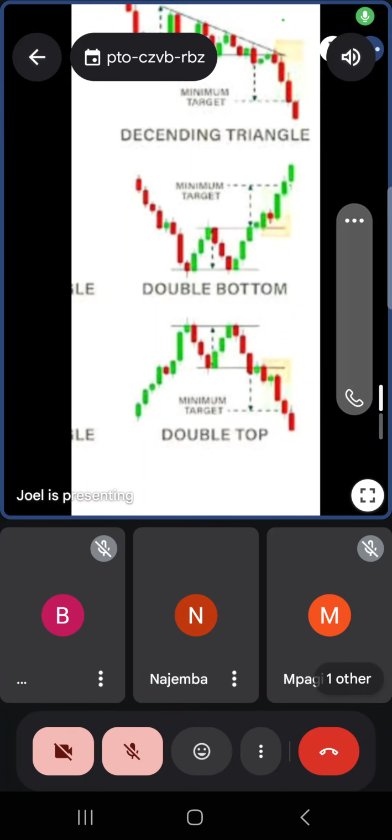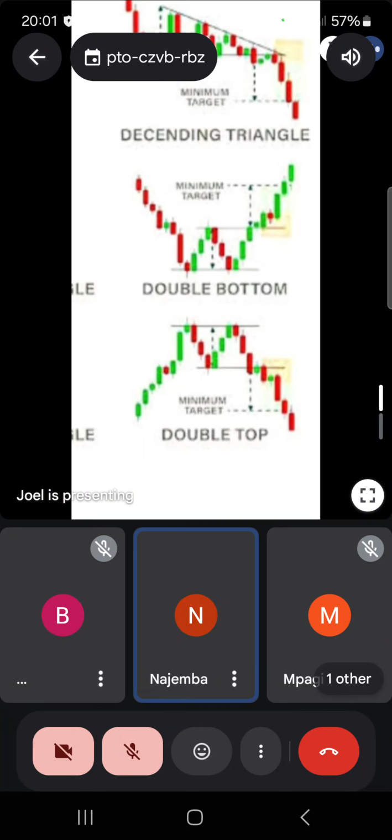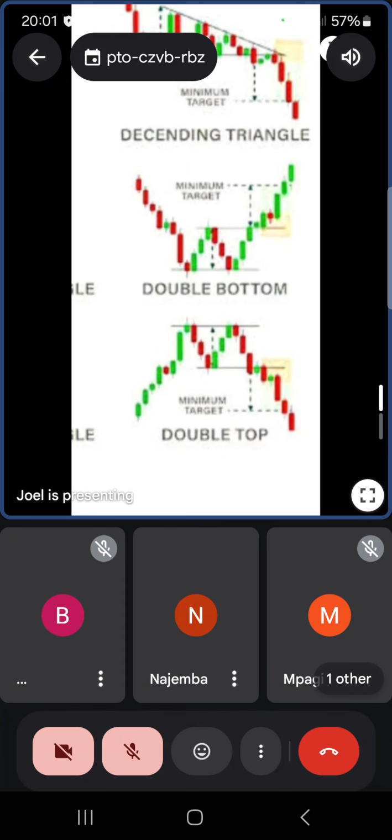When I say supply and demand zones, I'm basically referring to order blocks. There are two types of order blocks: supply and demand. The double top is in the supply area, and the double bottom occurs mainly in the demand zones. That is where I execute my trades.